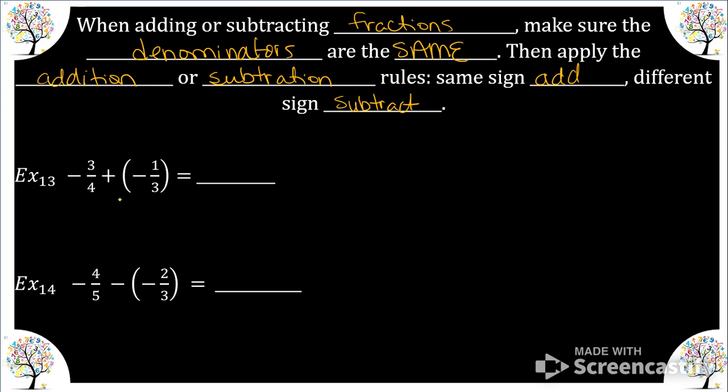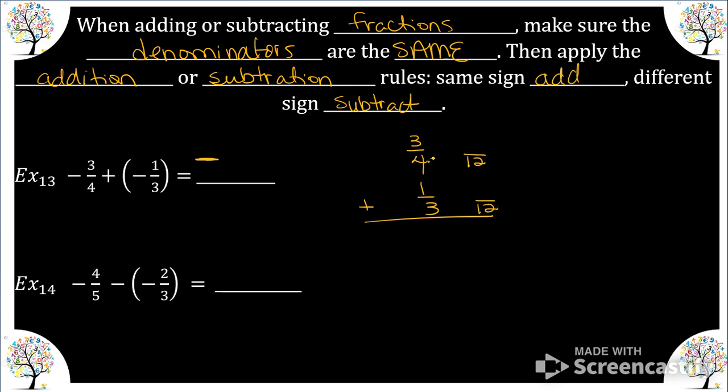Lots going on here. 13, we have two negatives being added, so we're going to add these fractions together and apply the negative sign. Let's make some equivalent fractions here. I've already taken care of the negative. I know my final answer is negative, so I'm not going to worry about the negative part in my work here. So the least common multiple for 4 and 3 is going to be 12.